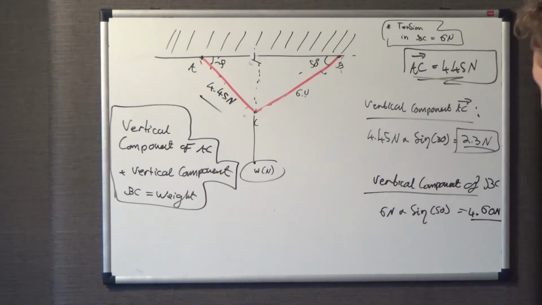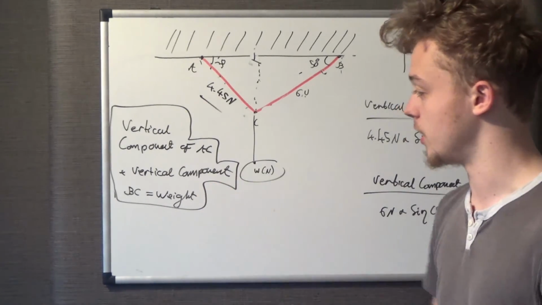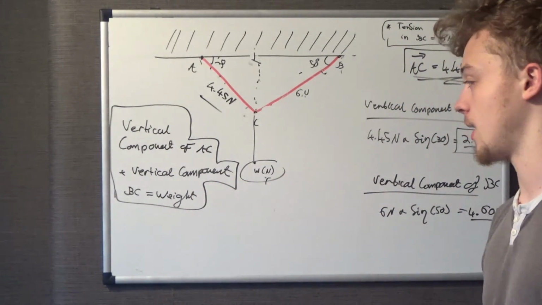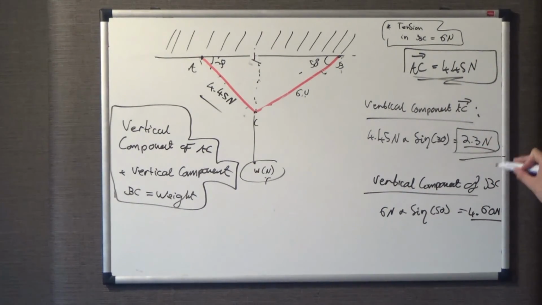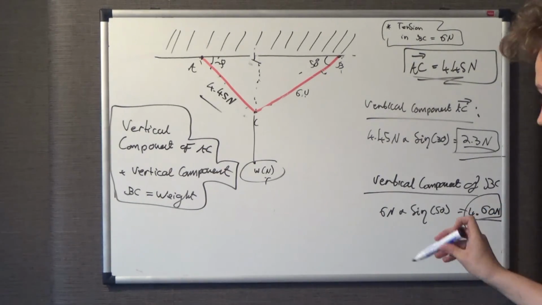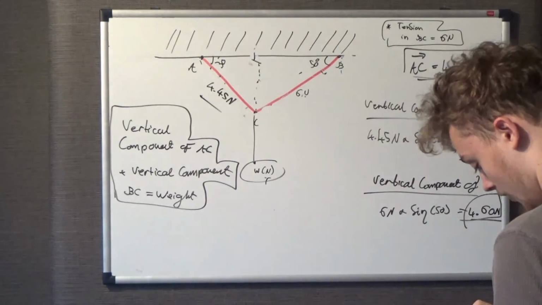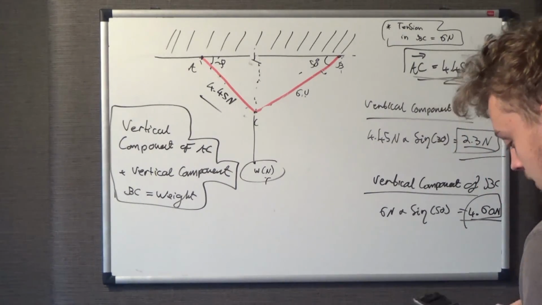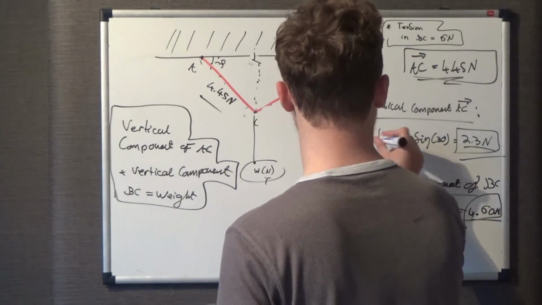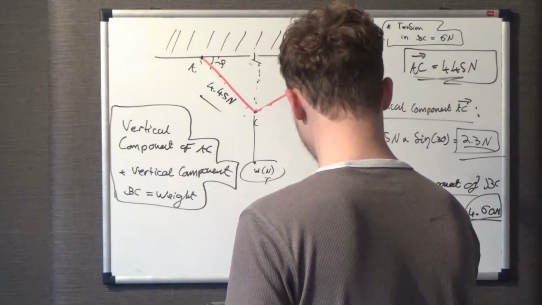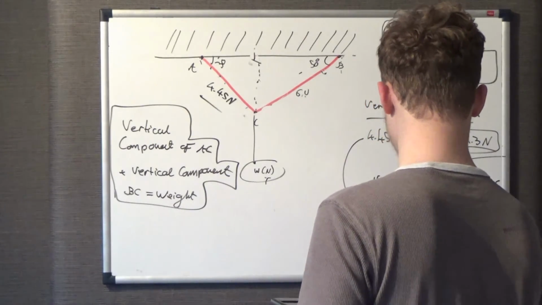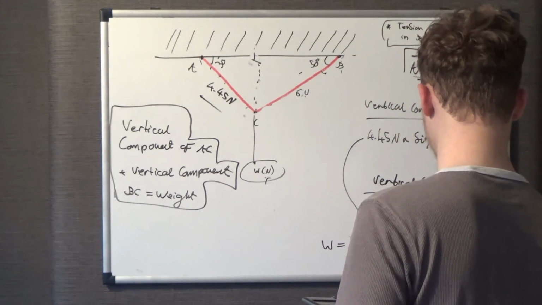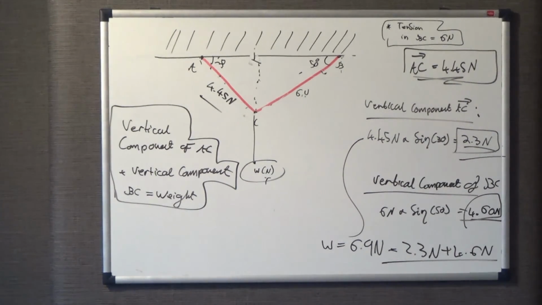Remember we said the weight is equal to the vertical component of AC plus the vertical component of BC. So in other words, 2.3 newtons plus 4.6 newtons, which gets you 6.9 newtons. So therefore the weight is equal to 6.9 newtons, which comes from your 2.3 newtons plus your 4.6 newtons. So hopefully you get how that is.